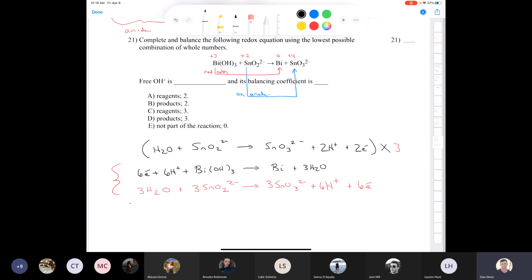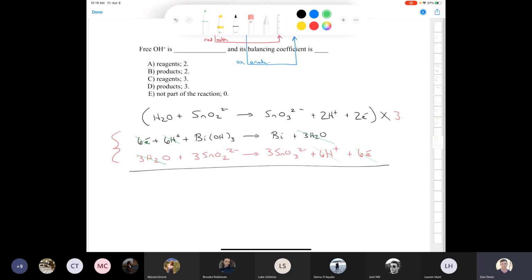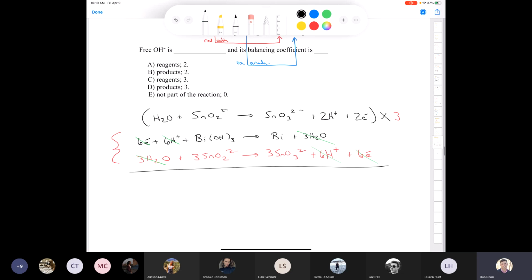When I add those two together, what cancels? You can see that I have 3 water molecules here and 3 water molecules here. I have 6 electrons here and 6 electrons here. I have 6 protons here and 6 protons here. So everything cancels except for what was present in the initial equation. So I end up with bismuth hydroxide plus 3 SnO2 2- producing 3 SnO3 2- plus bismuth, and that is E.